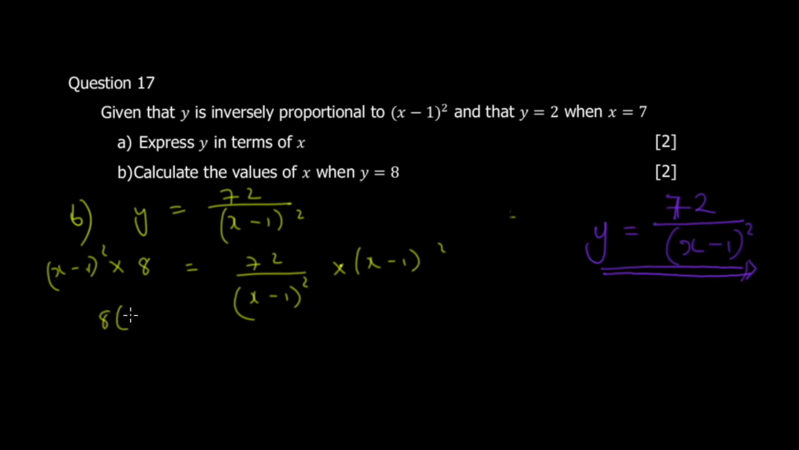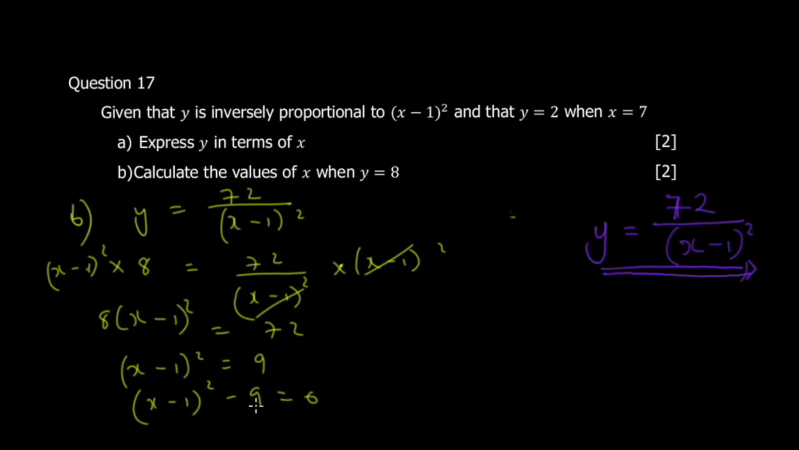So you get 8(x minus 1) squared equal to, those ones they cancel obviously, so you get 72. So you can divide both sides by 8 again, you get (x minus 1) squared equal to 9. So you get (x minus 1) squared minus 9 equal to 0. Okay, so this is difference of two squares. I don't know if you noticed.